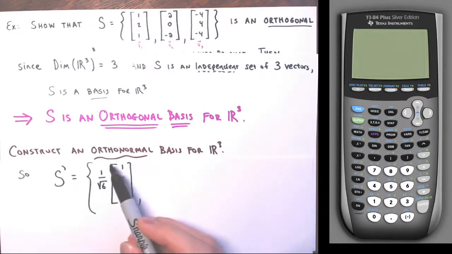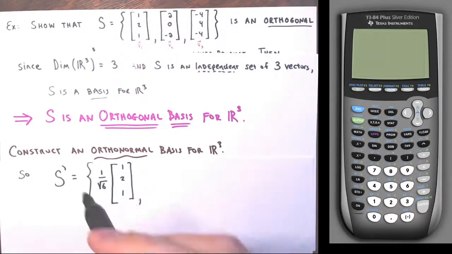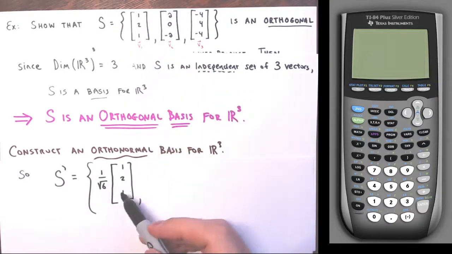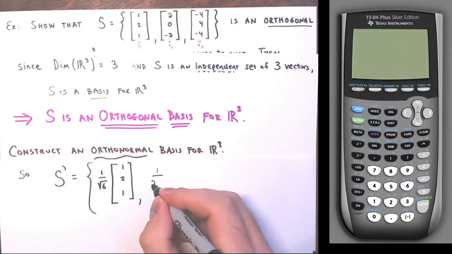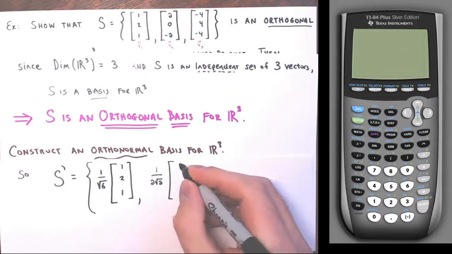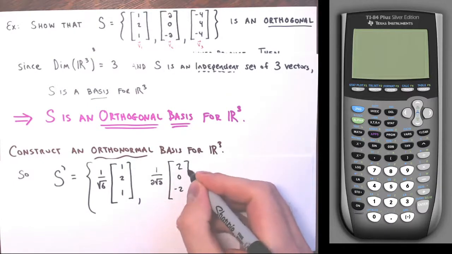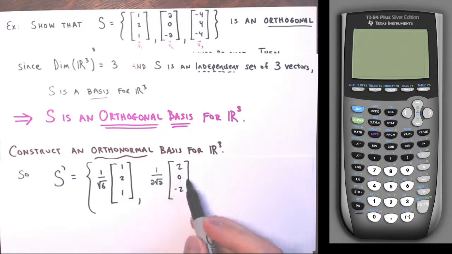And then if you'd like, you can put this in and say this is 1 divided by the square root of 6, 2 divided by the square root of 6, 1 divided by the square root of 6. But I'm just going to write it like this, with the scalars on the outside. That's v1 normalized. And then, 1 divided by the square root of 8, or 1 divided by 2 root 2, right? That was the norm of the second vector, times the vector 2, 0, negative 2. And again, if you want to put this in, you'd get 1 divided by the square root of 2, 0, and then negative 1 divided by the square root of 2. But again, I'll just leave it like this for now.